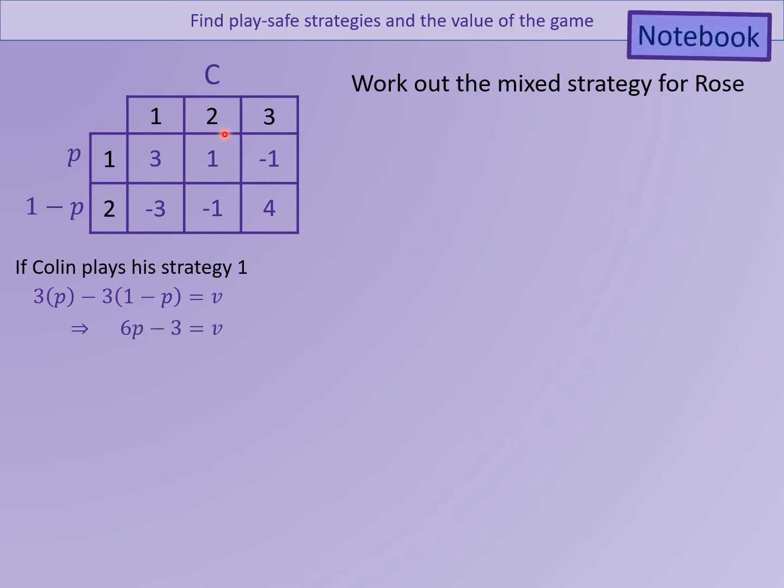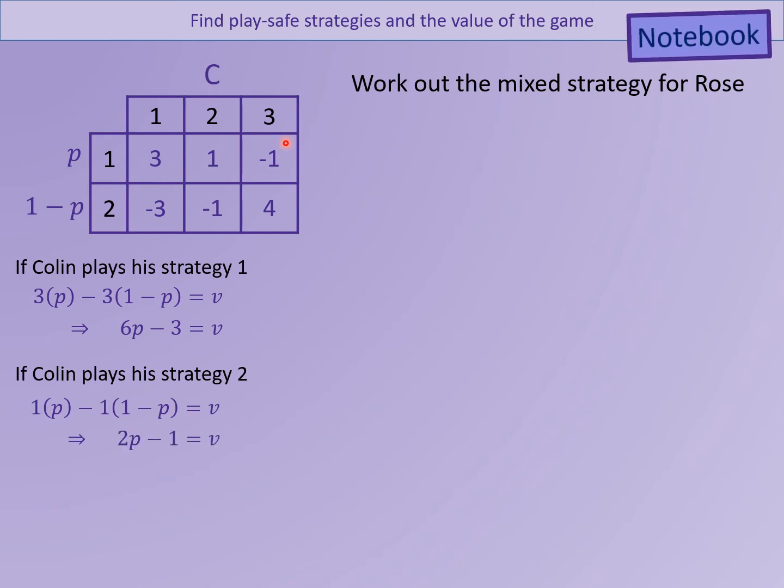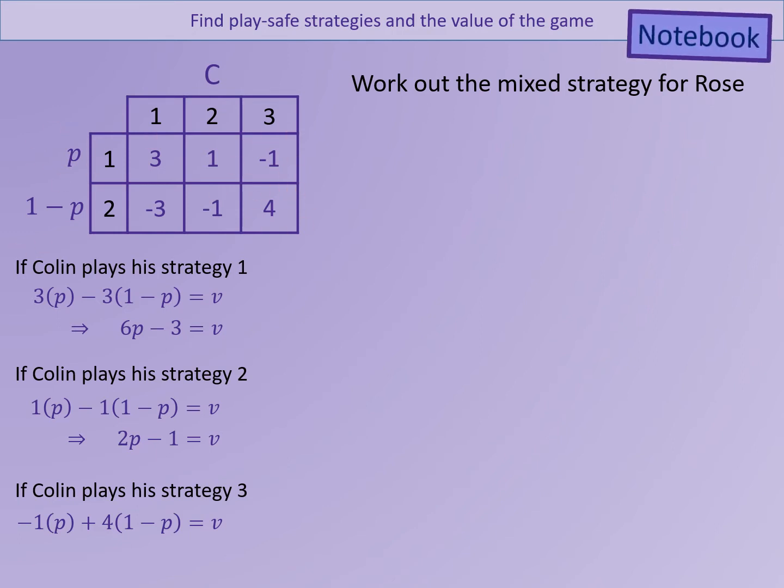We're then going to do the same for Colin's strategy 2. So here we've got 1 times P and minus 1 times 1 minus P again, that equals V, leading us to 2P minus 1 equals V. We've then got Colin's third choice, strategy 3, and the expected payoff here for rows is minus 1 times P and 4 times 1 minus P. So we end up with 4 minus 5P equals V.